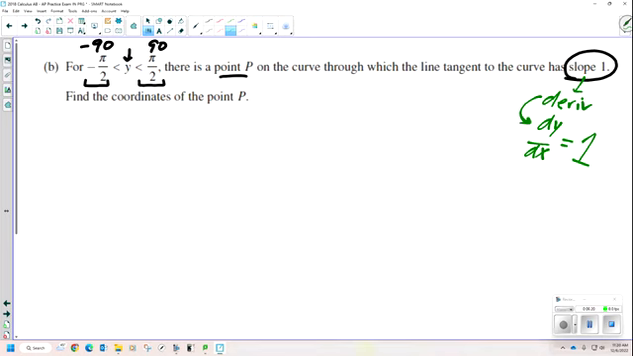So let's say 2 minus the sine of y has to equal 2. If that equation is true, that means my derivative is 1. This has to be a 2 on the bottom. What's the only way that my equation works? If the sine of y is equal to 0, because 2 minus 0 is 2. So sine of y has to be 0.